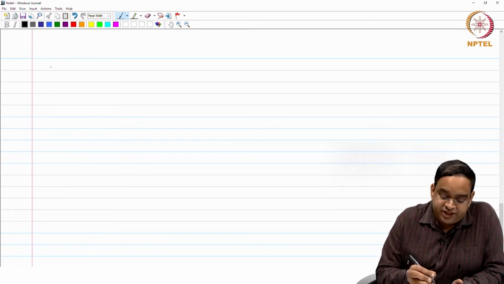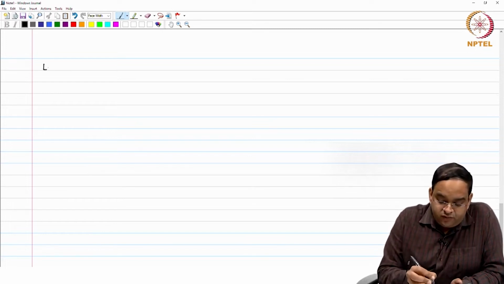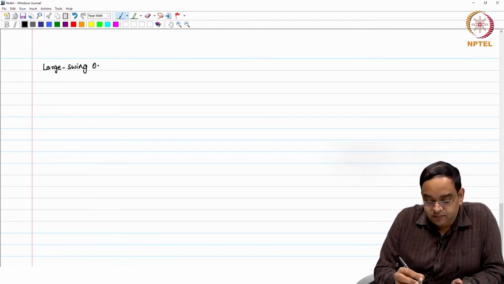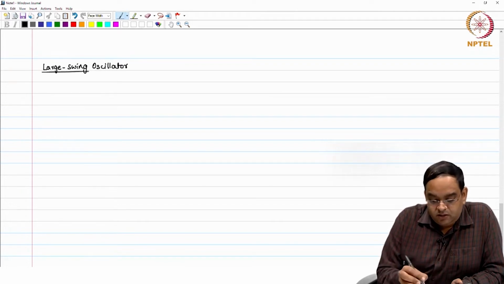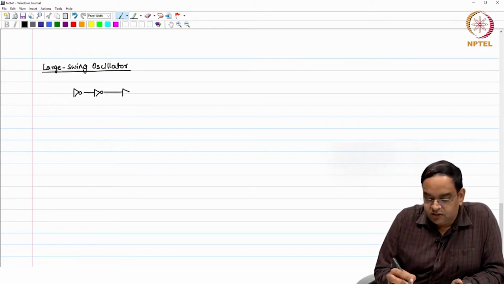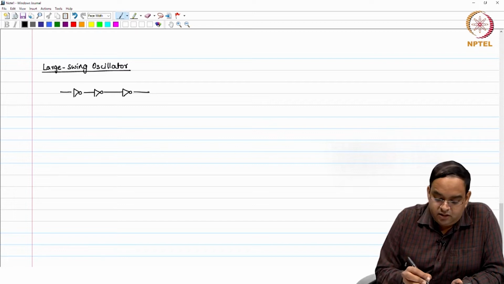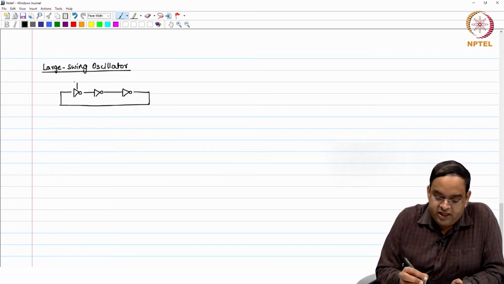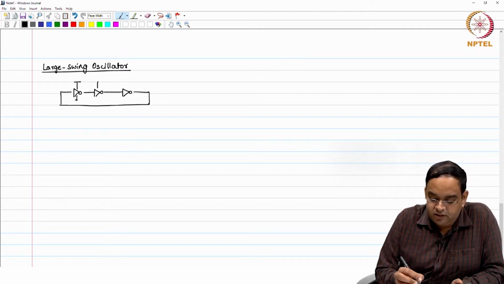Hello, welcome to this session. In the previous session, we looked at the large swing oscillator's basic structure, and we could realize large swing with an odd number of inverters in the ring, where the inverters were connected to VDD and ground.